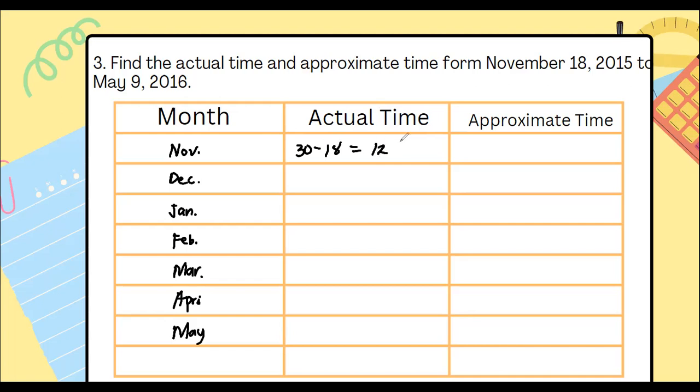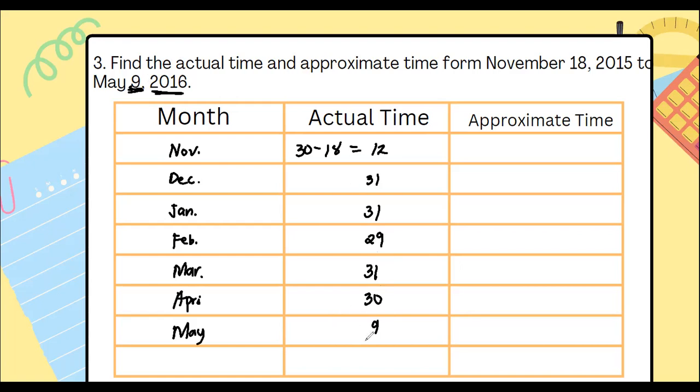Now, on actual time, December has 31 days. January also has 31 days. For February, since our February is already in 2016, and we know that 2016 is divisible by 4, therefore it is a leap year. So on actual time, February on a leap year has 29 days. That is why we use 29 for February. Now, March has 31 days. April, 30 days. And for May, since our end date must be May 9, only 9 days will be listed for the month of May.